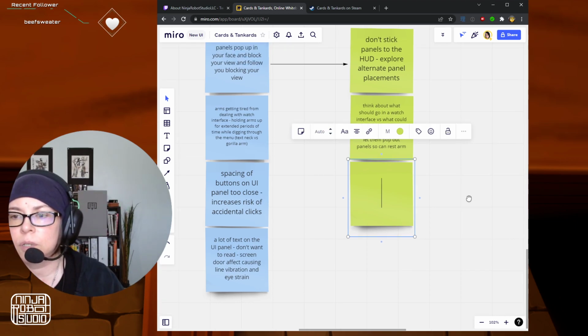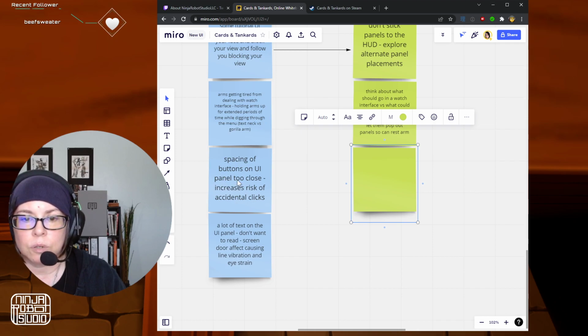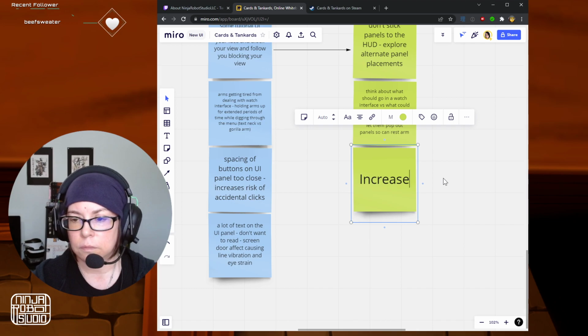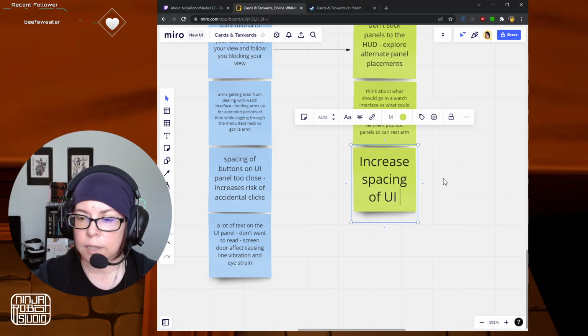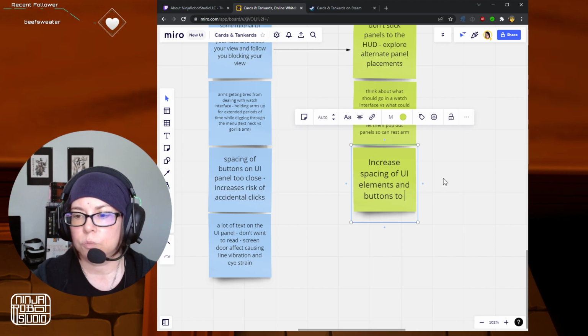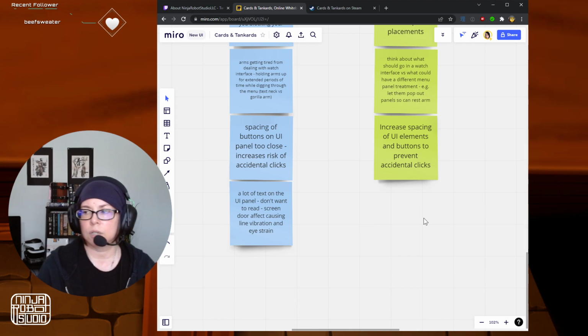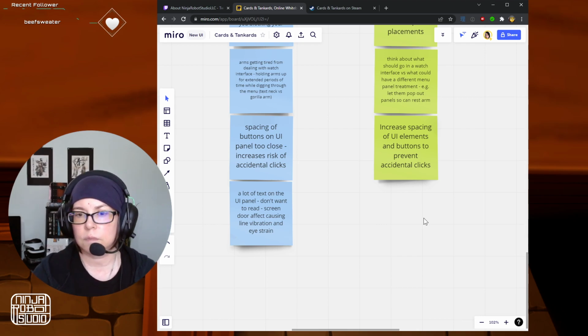So think about what should go in a watch. Spacing of the buttons on the UI: increase spacing of UI elements and buttons to prevent accidental clicks. It was very frustrating on the avatar creation one, where I was trying to, I just quit.